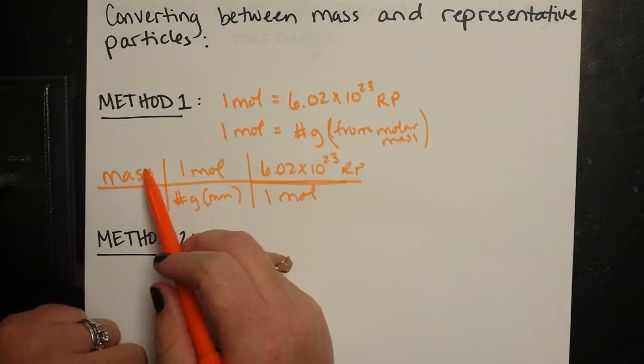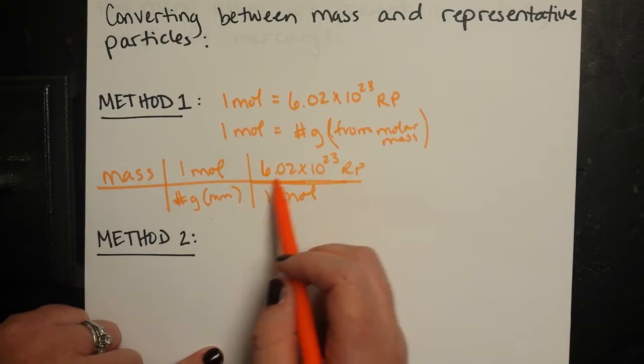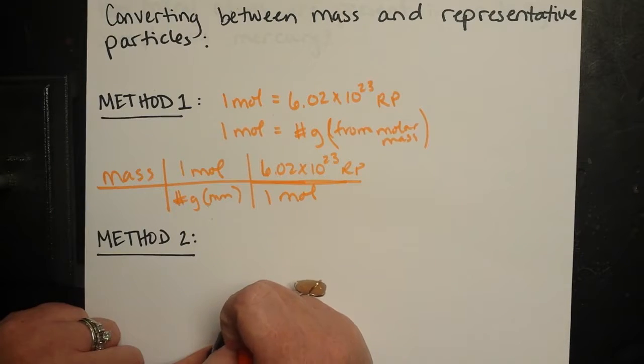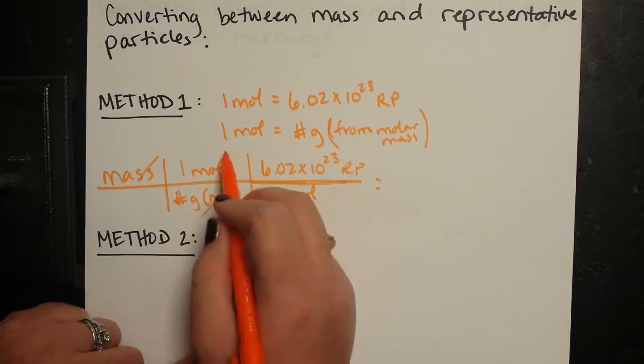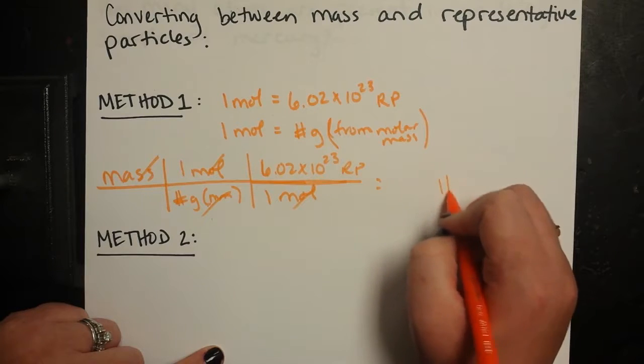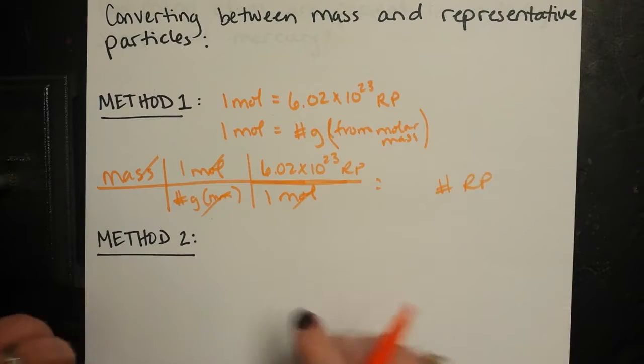So they'll take whatever mass you have, divide by the molar mass, and then multiply by Avogadro's number. You'll see that your masses will cancel, your moles will cancel, and you're left in number of representative particles.